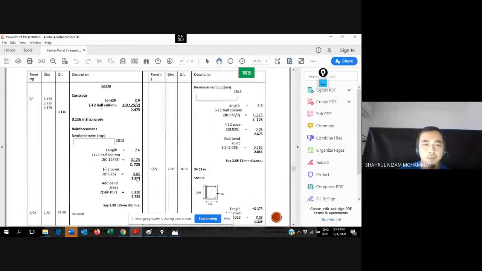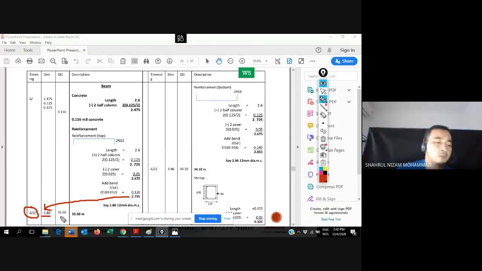Okay, so here length plus 2 half column minus with 2 cover, and then you need to plus with 2 band. Okay, so 2 times 5, so diameter of your steel is 12 mm. So the total length for one reinforcement is 2.795. So you round up, it will become 2.8. If you don't want to round up, it's okay to put 2.795 here, no problem. And then to get the quantity, you just multiply 6 times 2 times with 2.8. So you will get 33.6 meter of R12.